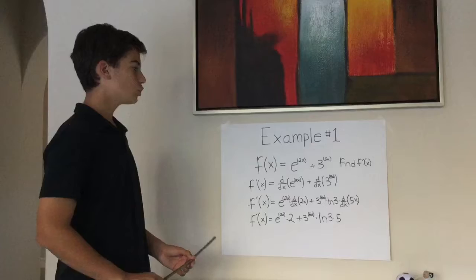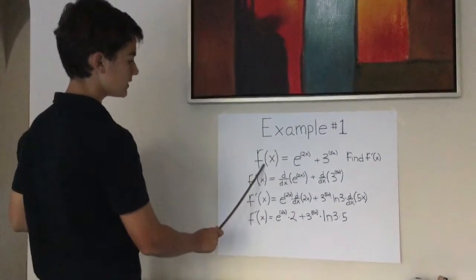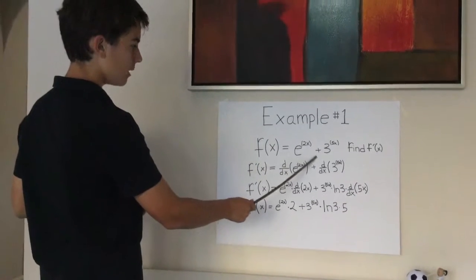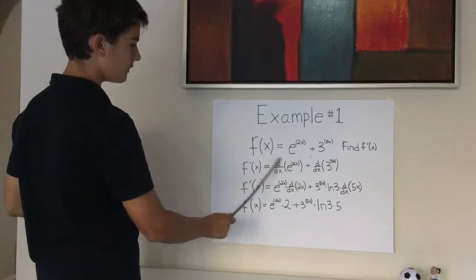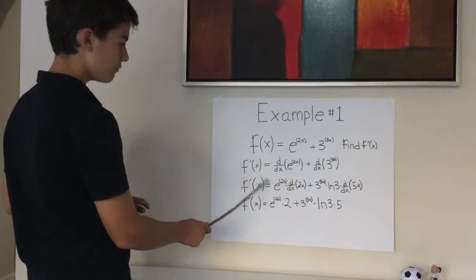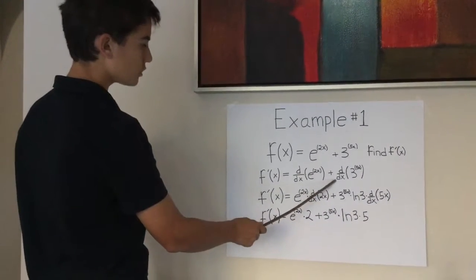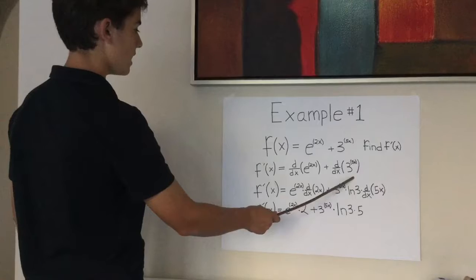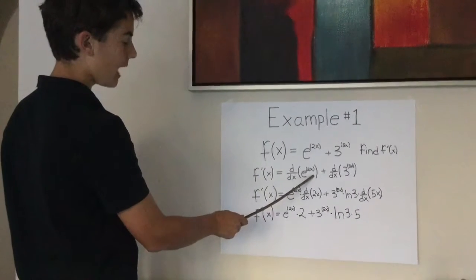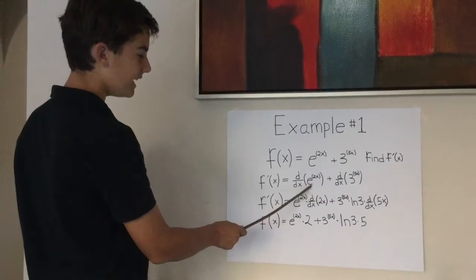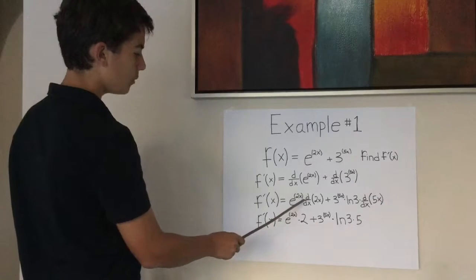So let's apply the rules we just learned in this first example. Here we have a function f of x is equal to e to the 2x plus 3 to the 5x, and we're going to find f prime of x, or the derivative of this function. So f prime of x is equal to the derivative of e to the 2x plus the derivative of 3 to the 5x. Here we should recognize that we have a constant to a power, but this constant is specifically e, which is why in the next step we only show e to the 2x multiplied by the derivative of the inside function.